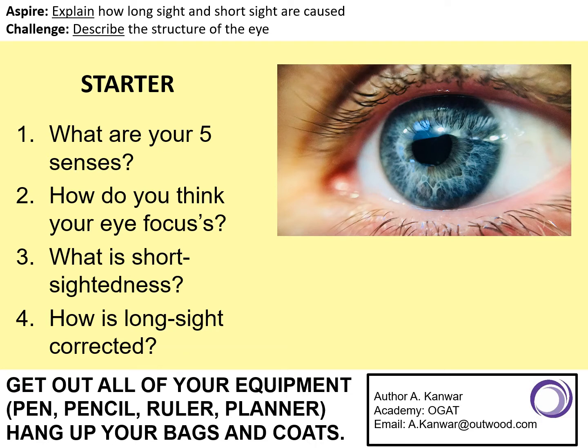Some of those you might not be able to answer. That's absolutely fine. What you need to think about is, if you know anything about short-sightedness, what does it actually mean? If someone says to you, I am short-sighted, what does that mean? And someone, perhaps your grandparents or even your parents, may be long-sighted. It's particularly common in older people. How is long-sightedness corrected? What could you do? I'm going to give you a minute to think about those. Timer is on.